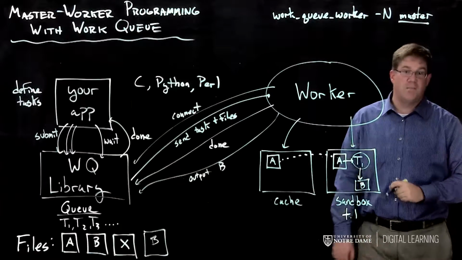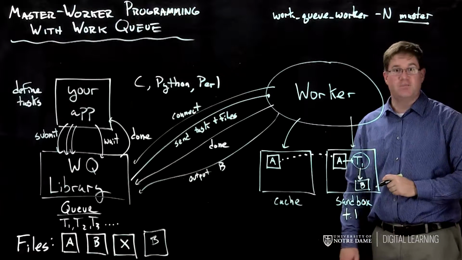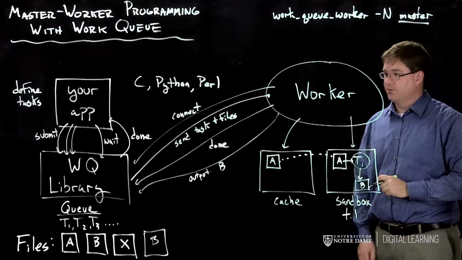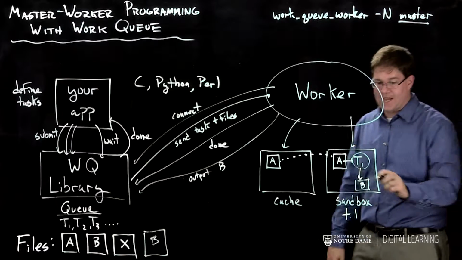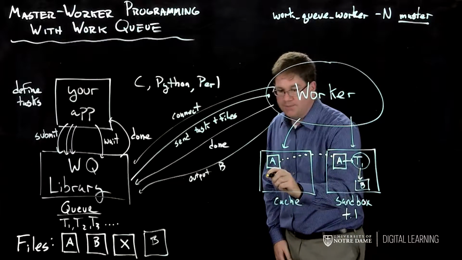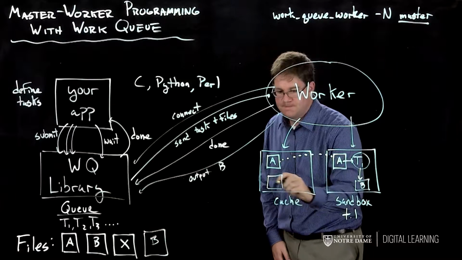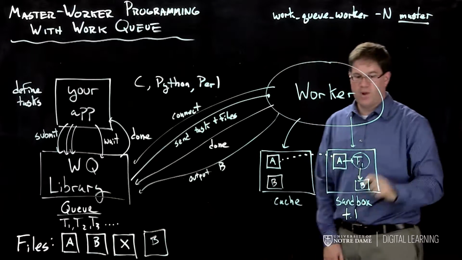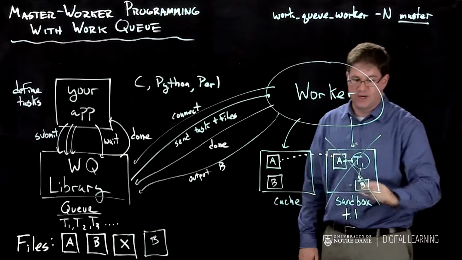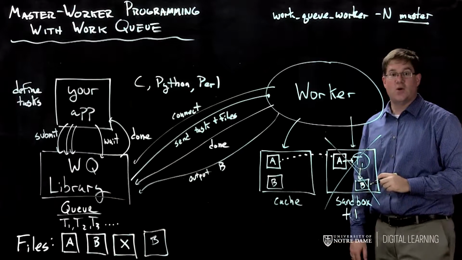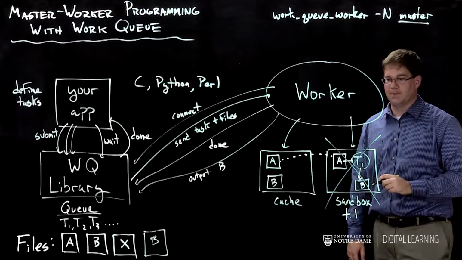Now, if B might be used by a later task as an input, then we can keep it around. So if the task identified this as cacheable, then the worker will take B and put it back in the cache. And when we're all done, it will delete the sandbox directory. So there should be no evidence left of that task on the machine.